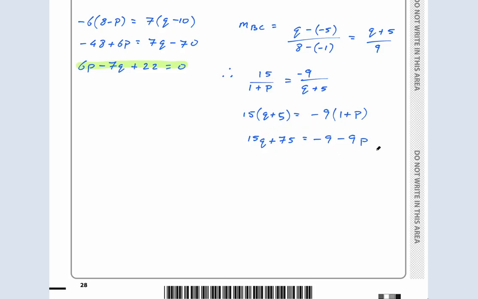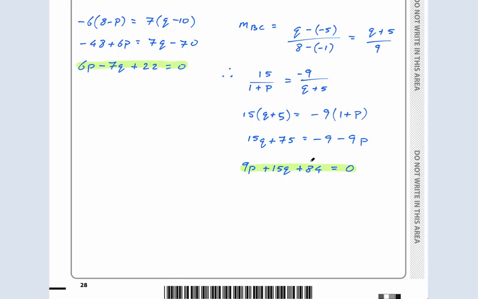Okay, same thing, we'll put everything on the left, add the 9p here, so it's going to be 9p plus 15q, and then plus 75 plus the 9 is plus 84, equal to 0. So this is my other equation. Now I've got two equations, two unknowns. I just have to solve them simultaneously.